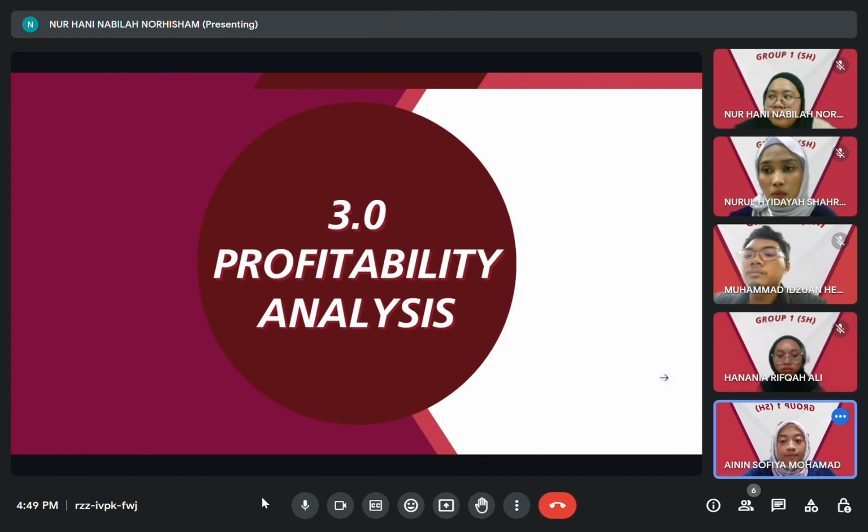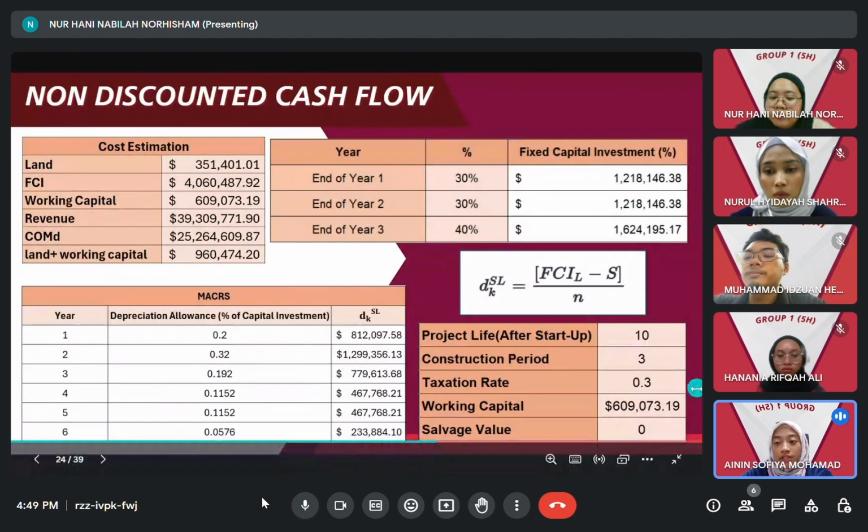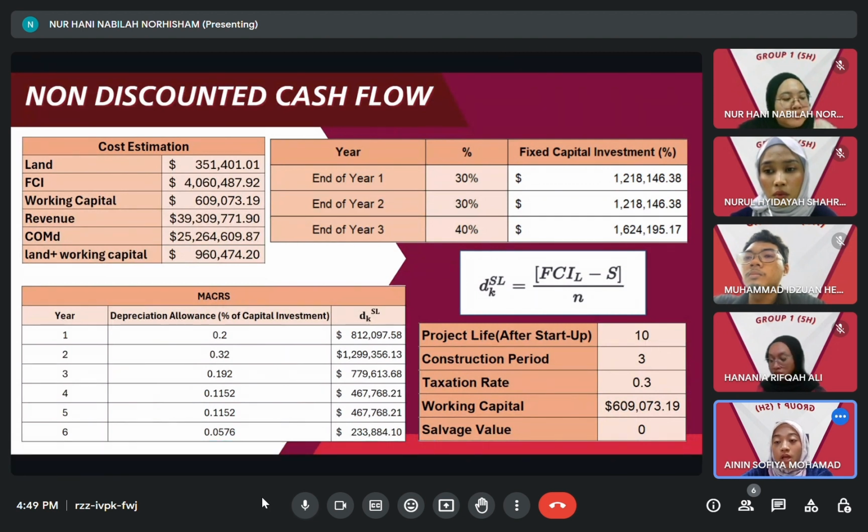Next, moving on to the profitability analysis. First, we will be covering the non-discounted cash flow. In order for us to produce the non-discounted cash flow diagram and also table, we have listed out all the cost estimation that we have evaluated earlier, which consists of land, fixed capital investment, working capital, revenue, cost of manufacturing, land plus working capital. And aside from that, we also have evaluated the percentage of which the fixed capital investment will be fully paid.